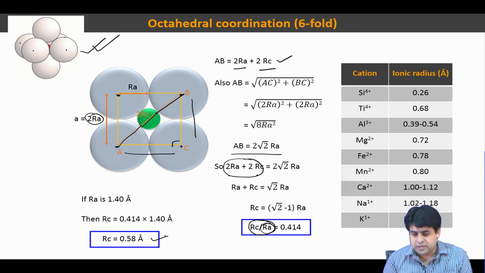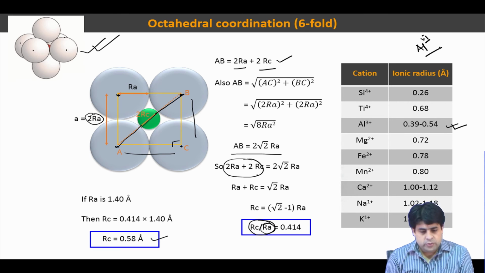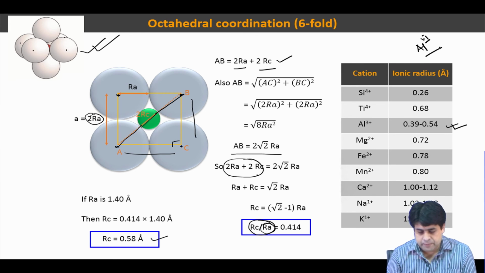Now if you see this, 0.58 angstrom is very close to aluminum. So, it means that if aluminum is coordinated with 6 oxygens, it will make a 6-fold coordination. Because of that, aluminum always has 6-fold coordination. So, you see that from this kind of coordination principle you can know about the coordination number, and this basically controls the crystal structure.